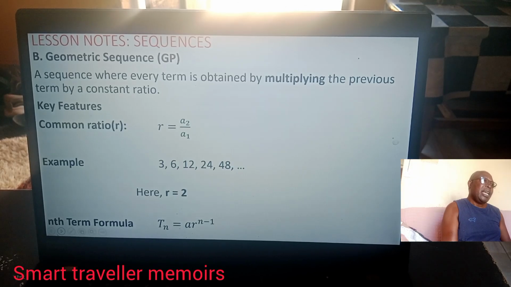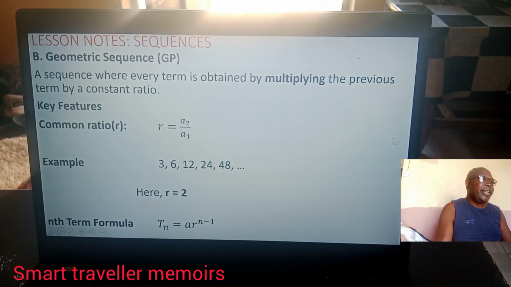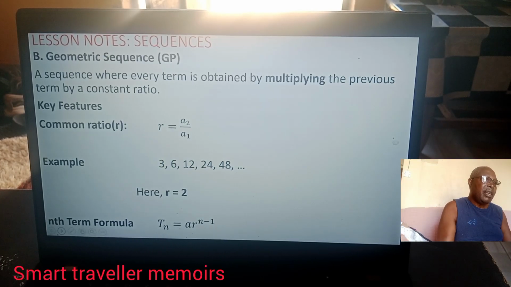For example, in 3, 6, 12, 24, and 48, and so on, the common ratio is 6 divided by 3, which is 2. You can also say 12 divided by 6, or 24 divided by 12, or 48 divided by 24, and the answer will always be 2. So the common ratio here is 2.